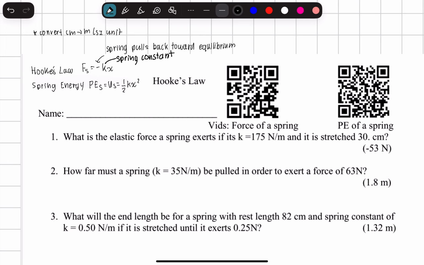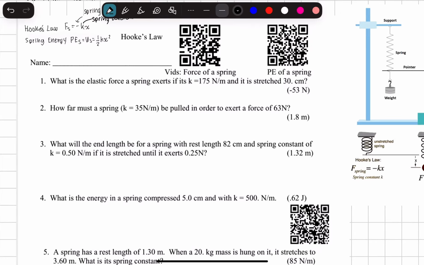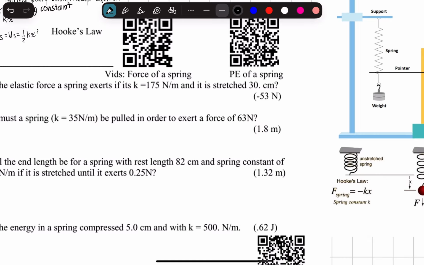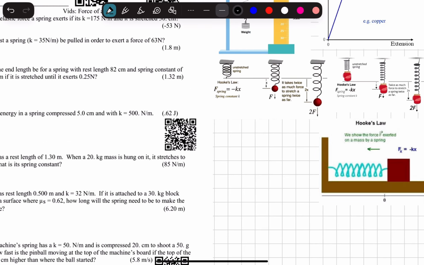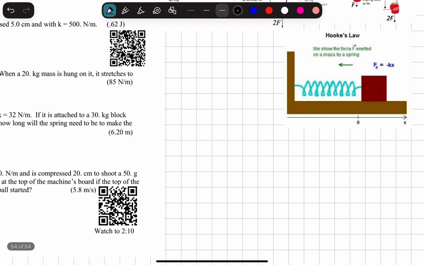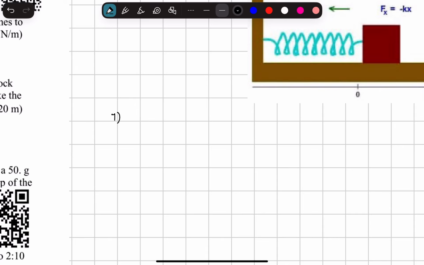So let's start with a question. Let's start with question 1. What is the elastic force a spring exerts if k is equal to 175 newtons per meter and it is stretched 30 centimeters? Now we're going to double check this and verify it, so let's write our work for number 1.